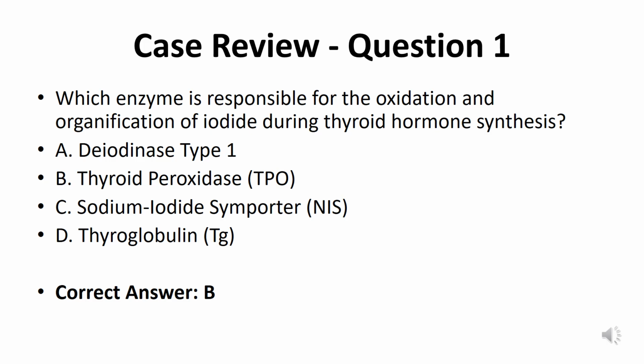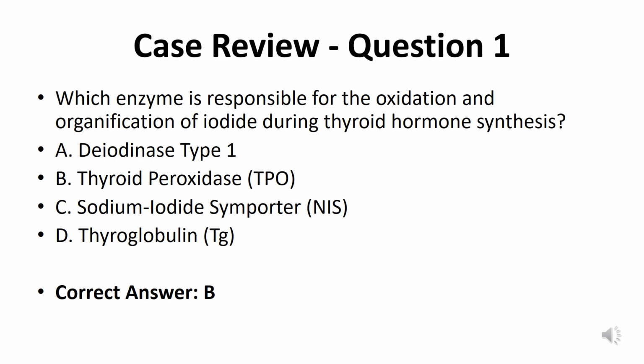The thyroid gland cannot make T3 and T4 hormones without iodine. First, iodide is actively transported from the bloodstream into thyroid follicular cells. This transport step is carried out by the sodium iodide symporter, also called NIS. So, the sodium iodide symporter helps bring iodide into the cell, but it does not chemically activate it.